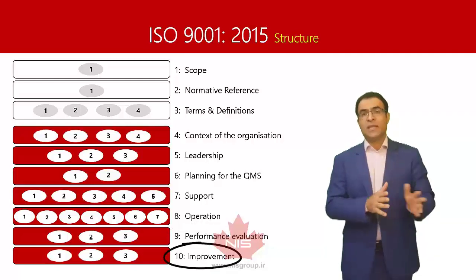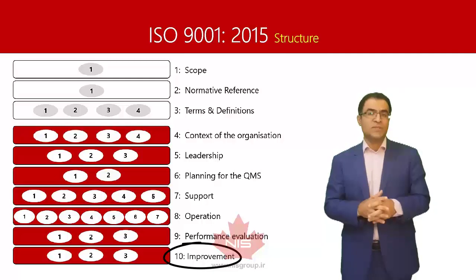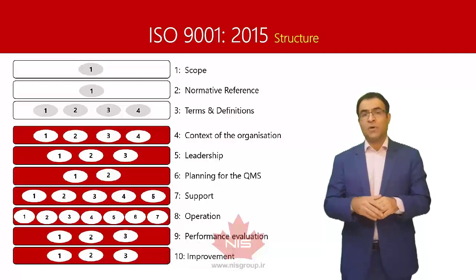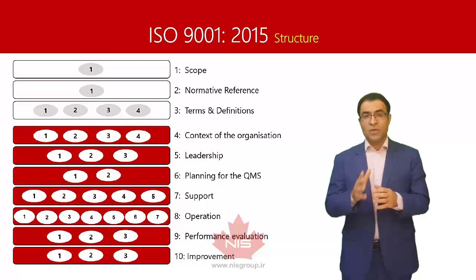Then we go to the last step of the requirements, which is clause 10, called improvement. In the improvement clause, we will be teaching you what is correction, what is corrective action, what is improvement, and in which areas you can identify improvement areas and opportunities to improve your system.